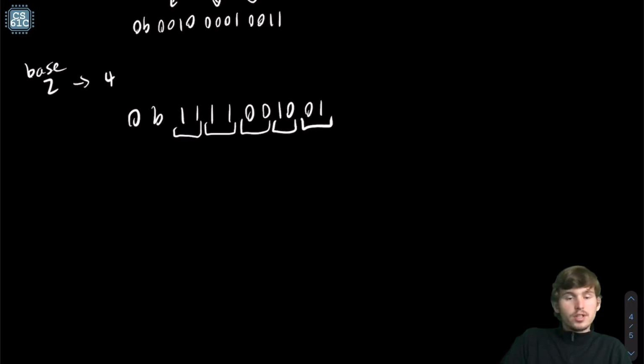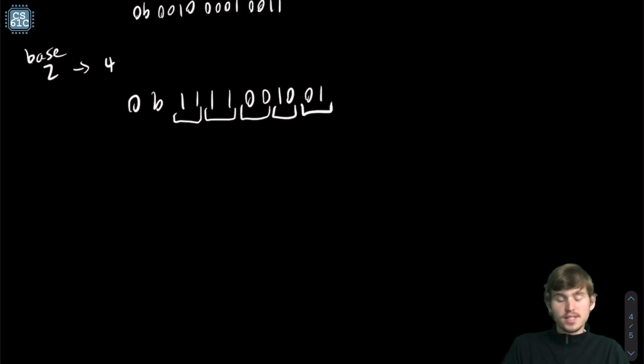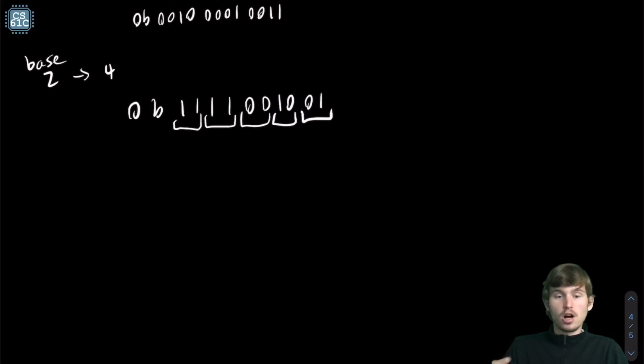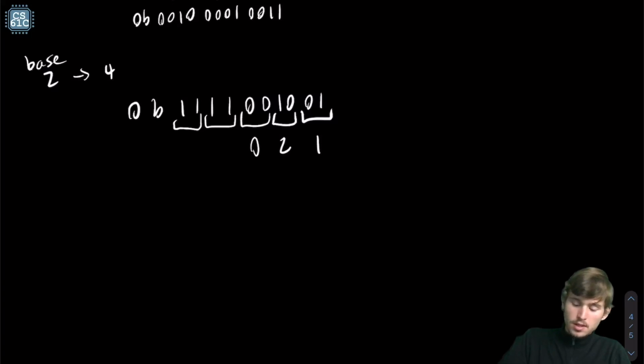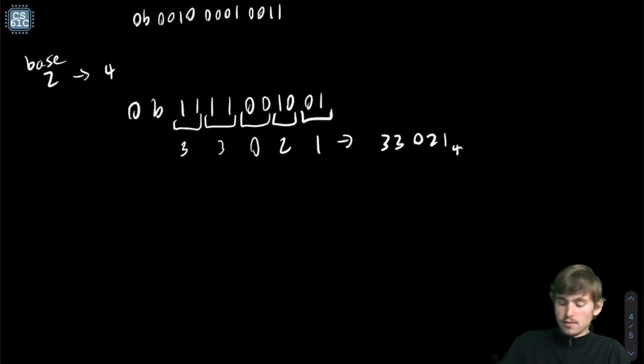And if I convert these, once again, in base 4 I can only have values 0, 1, 2, and 3. This makes sense because with 2 bits I can represent up to 4 possible values, where the largest possible one is 3. So in this case, I have 1. Here I have 2, 0, this is 3, and this is 3. So this value in base 4 is 33021. So this is base 4.